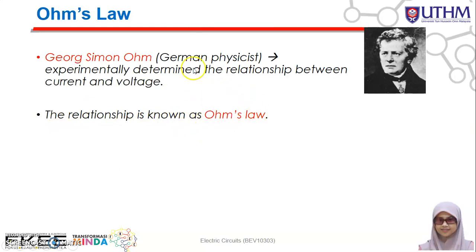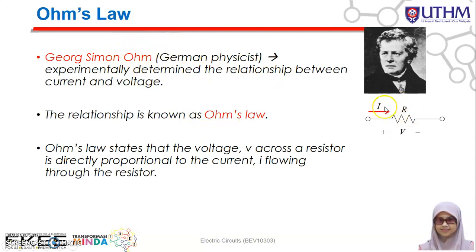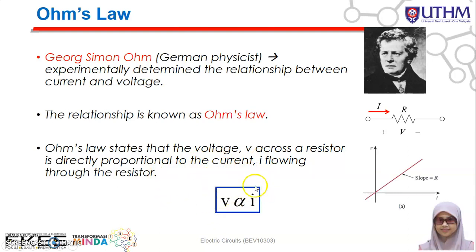So it is actually coming from his own name. All right. So basically, when you have a resistor, current flows through the resistor, and then you have a voltage across the resistor. The relationship between V and I is given by this statement. It states that the voltage across a resistor is directly proportional to the current that flows through the resistor. In the mathematical expression, V is proportional to I.